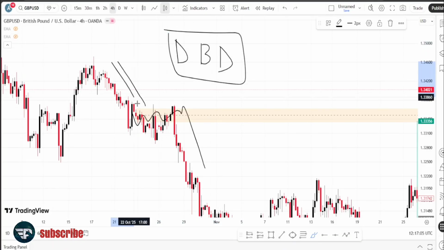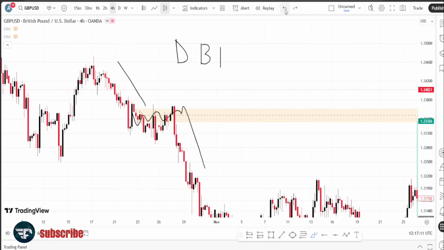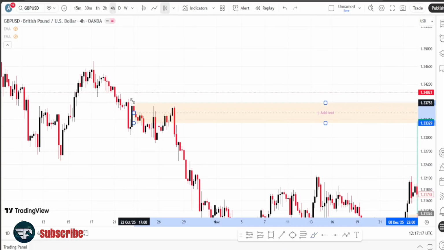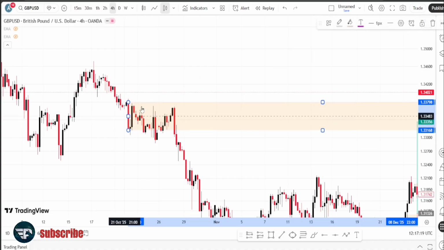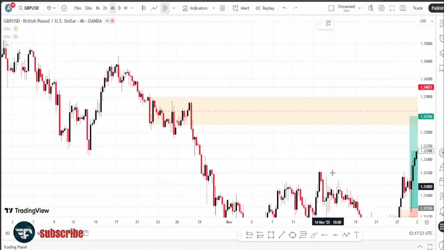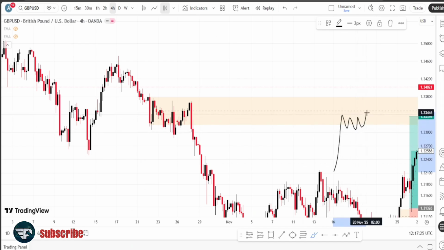Because we have a drop, we have the base here, and we have the drop. Okay, so this one becomes a supply zone. What you do is you extend the whole base. That is where the base is. You extend the whole base like this, draw the zone around the base, and you extend it. All right, so in the future, the price comes into the base, change character in the base, it will sell. Okay, so that is how to identify the supply zone.